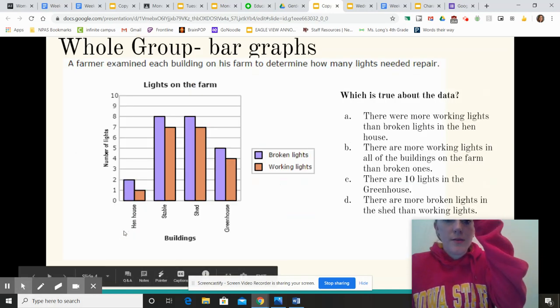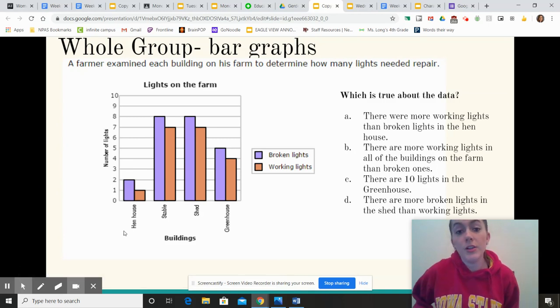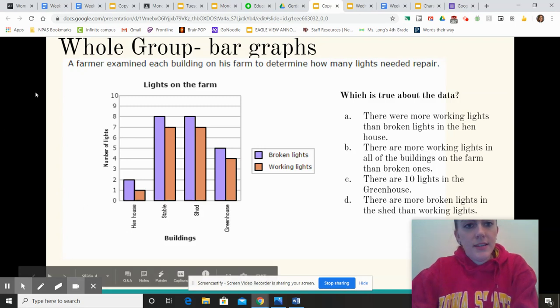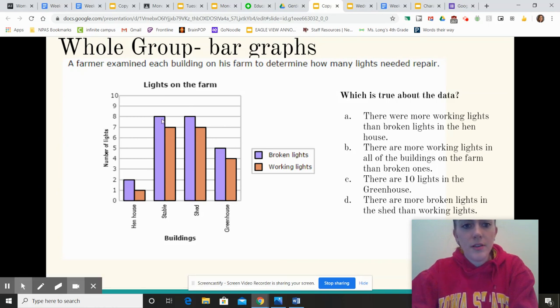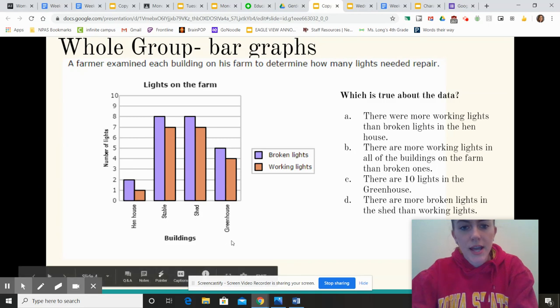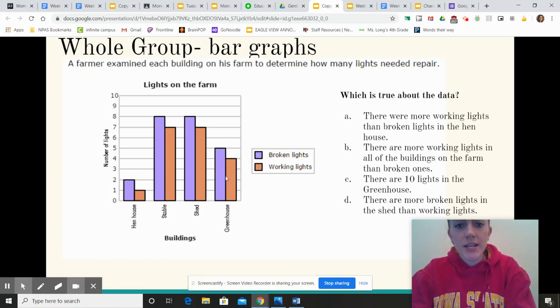So now we have bar graphs. This is the same thing, but looking at a bar graph. Right away, I'm going to ask myself, what is this bar graph telling me? I see that the title is Lights on a Farm. It says that the purple bars are broken lights. So the amount of lights in these buildings at this farm, hen house, stable, shed, greenhouse, how many of them are broken in those buildings? And then the orange is how many are working lights. So I'm looking at that number of lights, 0 to 10, and then the buildings. All right, I think I got it.